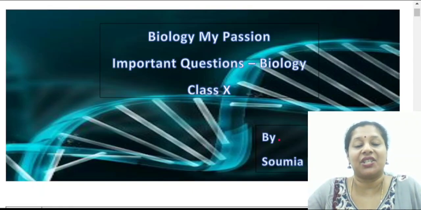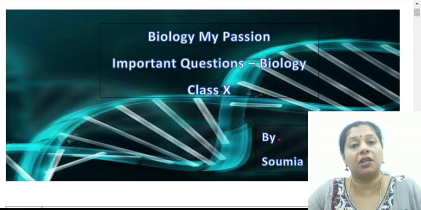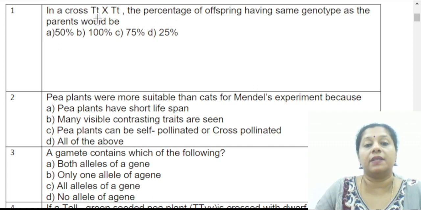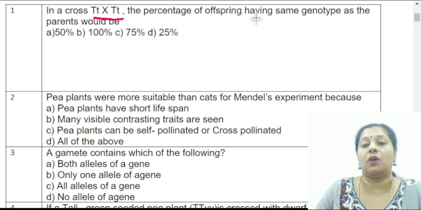I am Soumya Harikrishna. Today we will discuss some important questions from biology chapters Heredity, Control and Coordination and Our Environment. So the first question is, in a cross capital T small t into capital T small t, the percentage of offspring having same genotype as parents would be.